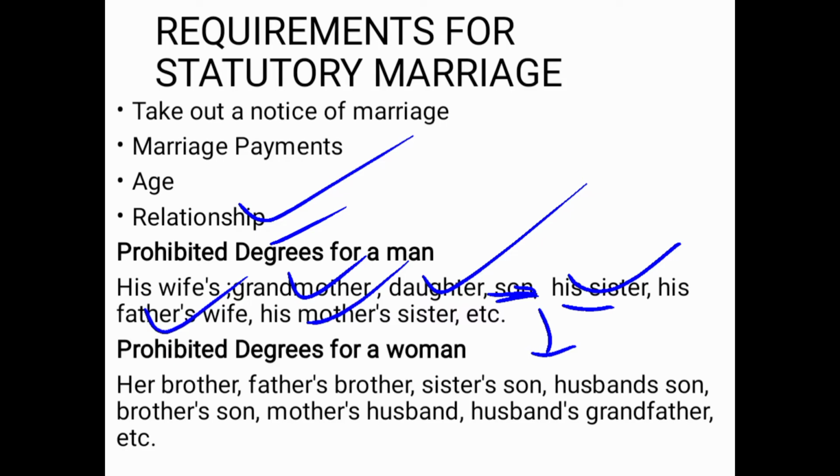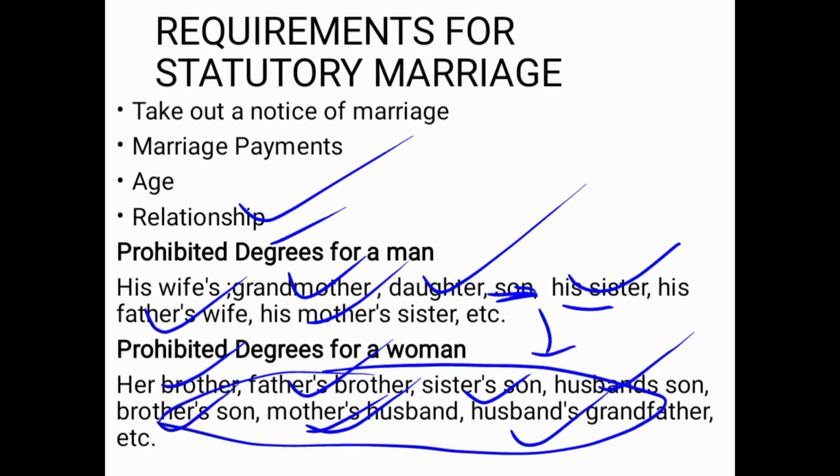Prohibited degrees for a woman: her brother, you cannot get married to your brother, father's brother, sister's son, husband's son, brother's son, mother's husband, husband's grandfather, her husband's father, her husband's son, her husband's daughter's son. These are the prohibited degrees for a woman. You cannot get married to these people. The law prohibits that.